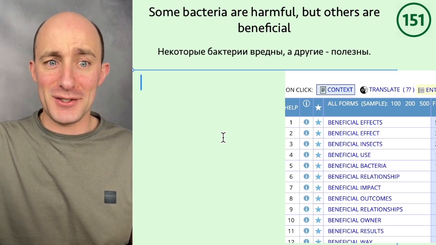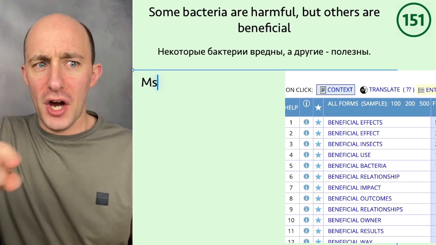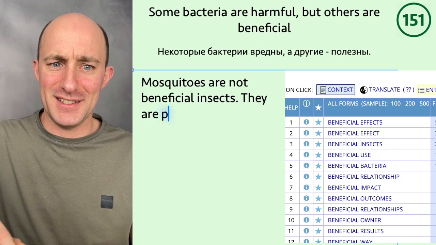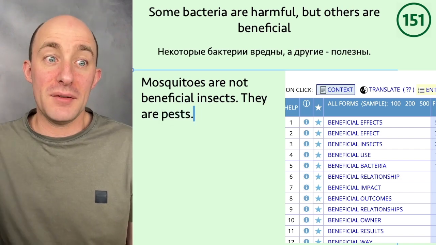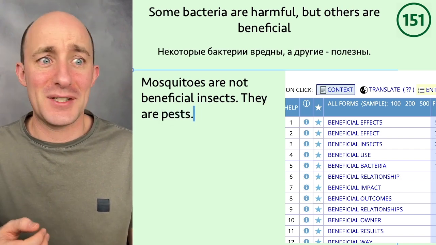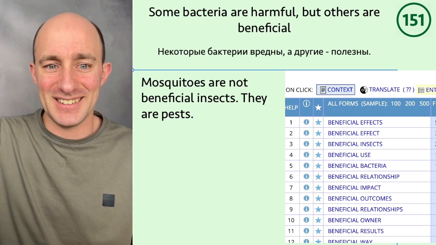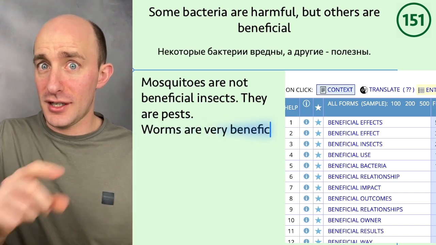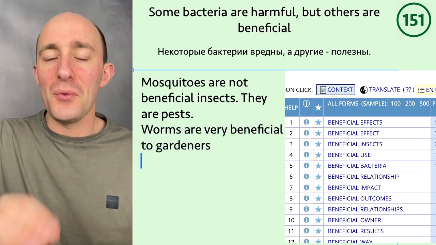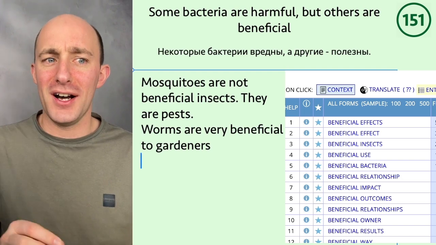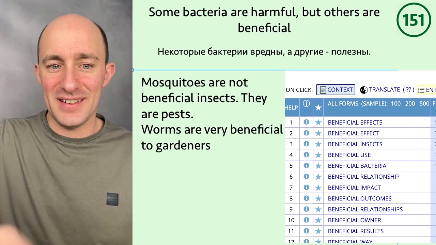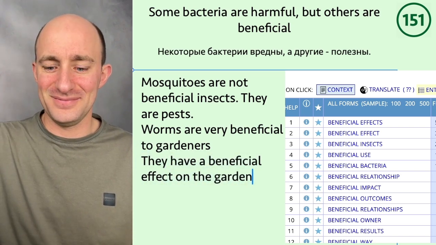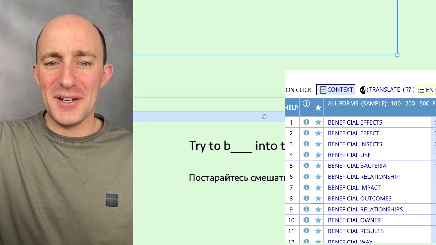Beneficial insects, I don't know. Mosquitoes are not beneficial insects. Full stop. They are pests. In my opinion, maybe somebody thinks mosquitoes are beneficial. I don't know. Worms are very beneficial to gardeners. So worms is червяки, and they help gardeners, so they're beneficial. They have a beneficial effect on the garden. All right, next word.